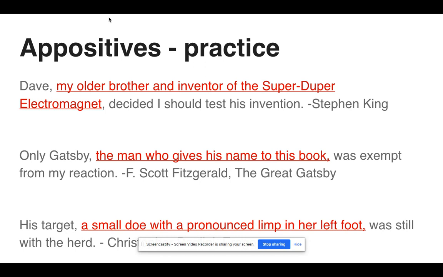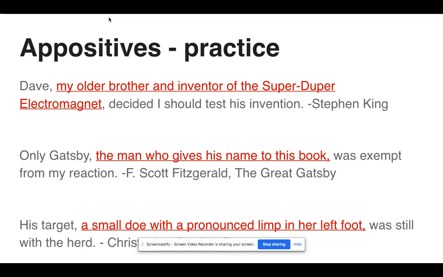All right, let's take a look at the answers. The first sentence says, "Dave, my older brother and inventor of the super duper electromagnet, decided I should test his invention." The part in red is the appositive. It's giving more information and it's renaming the main noun of the sentence, which is Dave. And you can see here there's a lot more information being given.